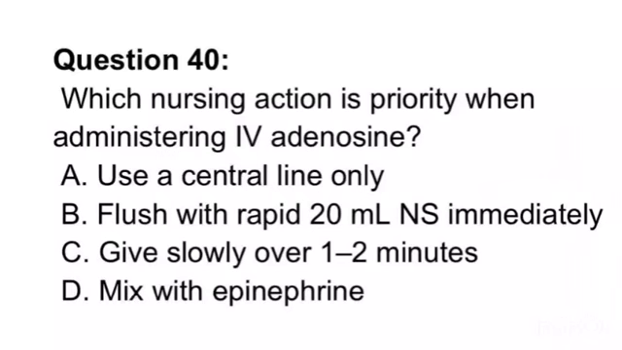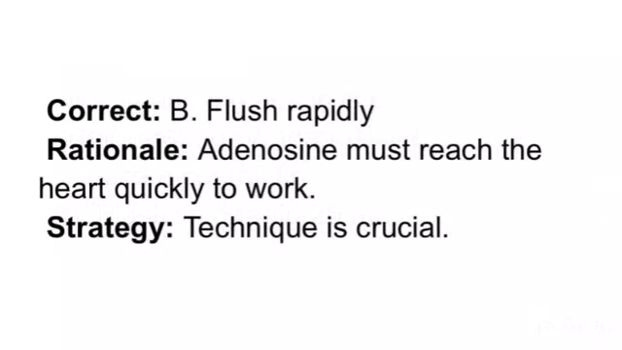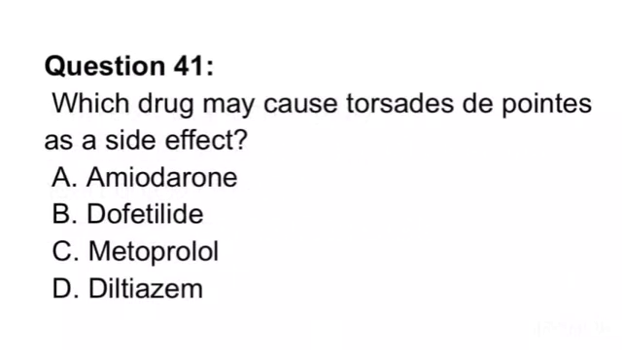Question 40. Which nursing action is priority when administering IV adenosine? A. Use a central line only. B. Flush with rapid 20 mL NS immediately. C. Give slowly over 1 to 2 minutes. D. Mix with epinephrine. Correct, B. Flush rapidly. Rationale: adenosine must reach the heart quickly to work. Strategy: technique is crucial.